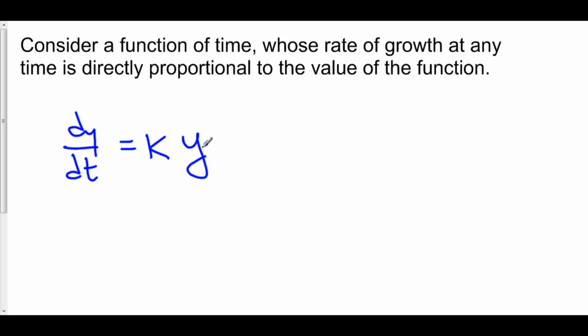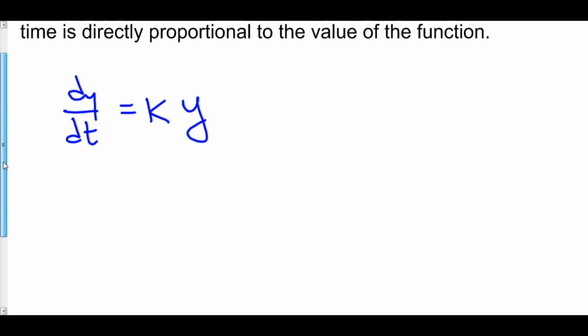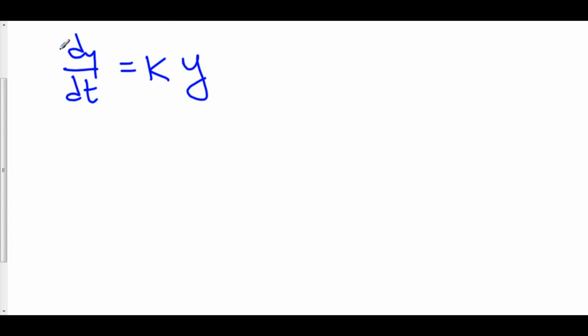Here we have a very specific type of differential equation that is defined as the rate of growth, dy/dt, being directly proportional, equals k times the value of the function at that time t. Let's solve this differential equation to see what type of function we are talking about with this particular property up here. So the first step to solving a differential equation is to separate the variables.